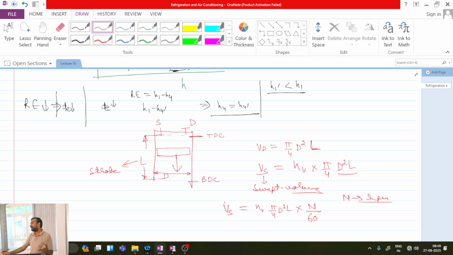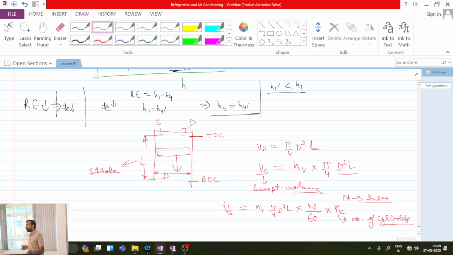Now one thing that can come is, in place of a single cylinder you can have multiple cylinders in the compressor. So it will then depend upon the number of cylinders, NC also. So NC over here is number of cylinders. So this is the volumetric flow rate.